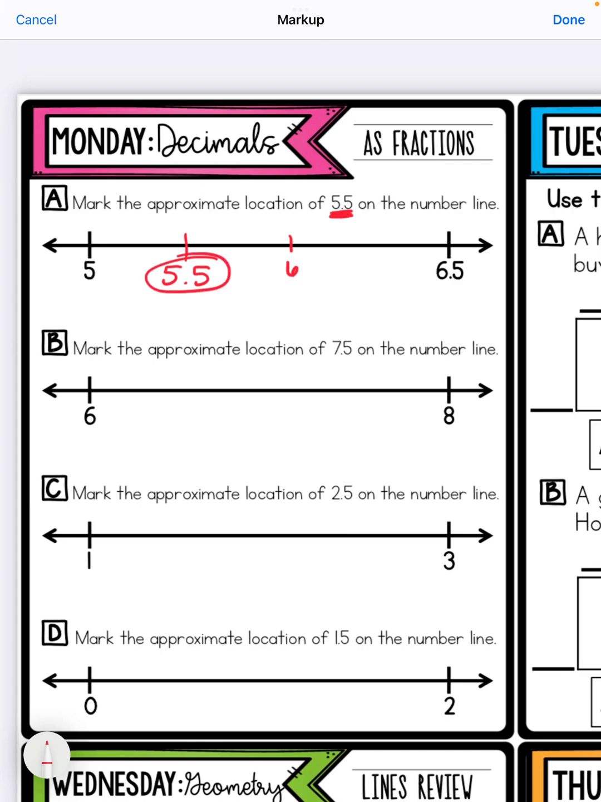So same thing for B. Mark the approximate location of 7 and 5/10, 7.5 on the number line. Well, I know right in the middle of 6 and 8 is 7. And then 7 and 5/10 is going to be right in the middle of 7 and 8. So again, I found the approximate spot for this number by using different lines in my number line.